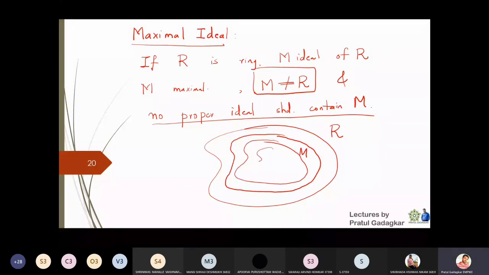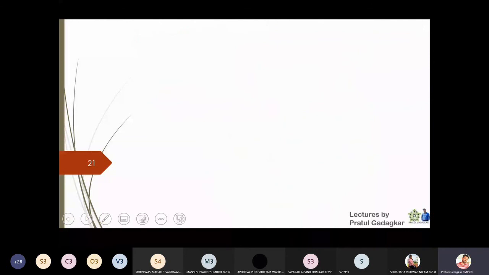The zero ideal is always there. Singleton zero is also an ideal. So this means that M should be the largest such ideal, and that is why we are going to call it the maximal ideal. You should not be able to find any bigger ideal than this ideal. In that case, I will call this ideal a maximal ideal. Okay, if you just work with the definition, you will not be able to find the ideals of a ring. So some important theorem will help us to find all the maximal ideals of a ring.